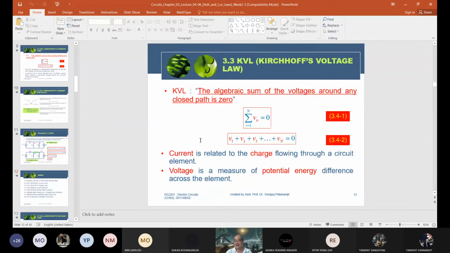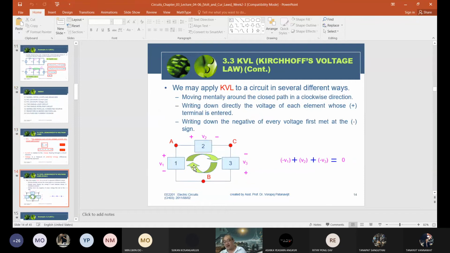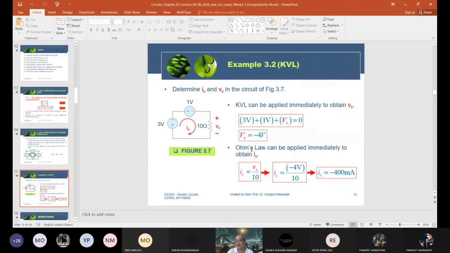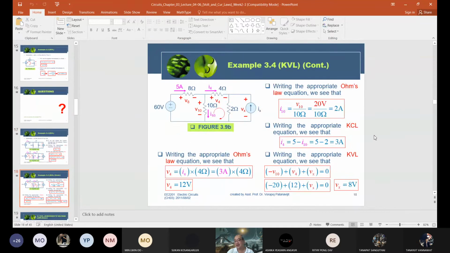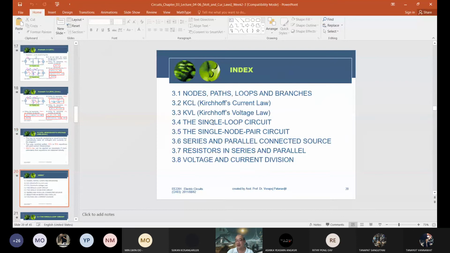For the voltage, we set the loop in the clockwise direction and define the voltage across each element. If, going clockwise, you meet minus first, it's minus. If you meet plus first, it's plus. You formulate the equation until every device in that loop has been used, and the equation equals 0. In this case, we provide examples of a single loop and a single node pair, a simple one.